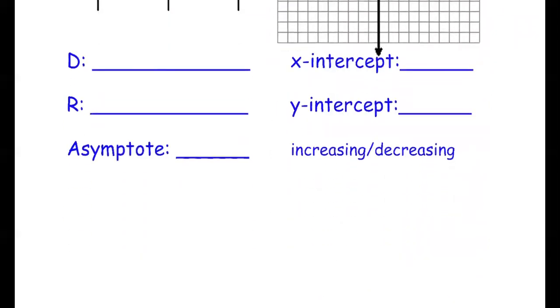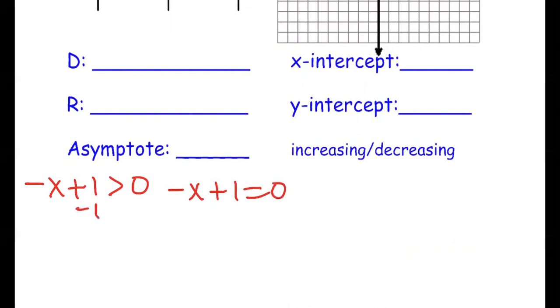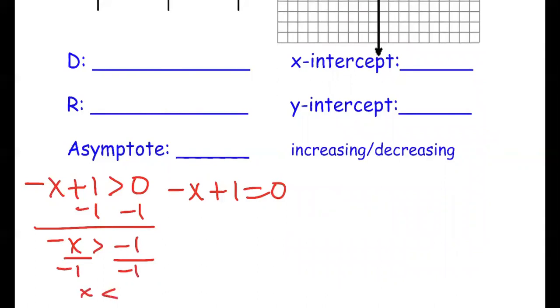Okay, where is negative x plus 1 positive, and where does negative x plus 1 equal 0? That'll tell me about my asymptote. And so if I solve this, I can subtract 1 from both sides. I get negative x is greater than negative 1. I can divide both sides by negative 1, and I get x is less than 1. Right? You got to flip your sign. Your domain is x is less than 1.